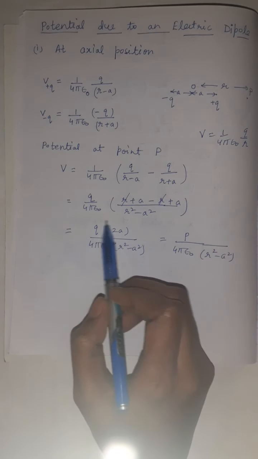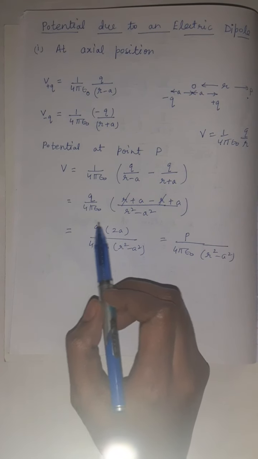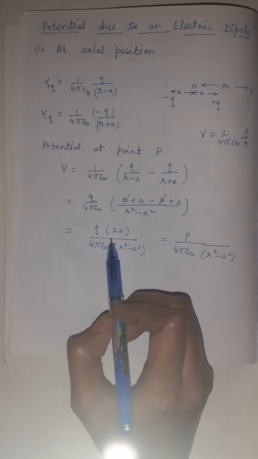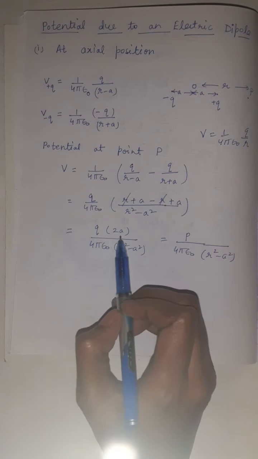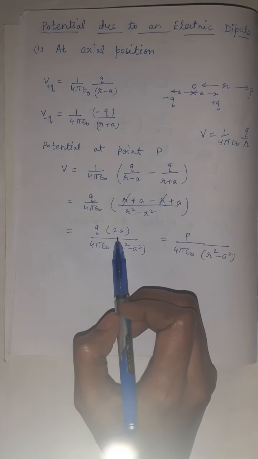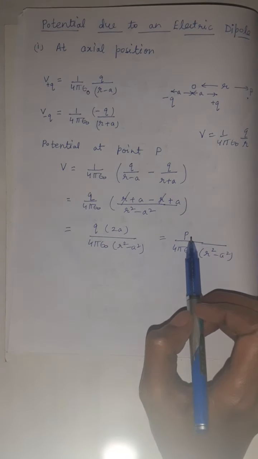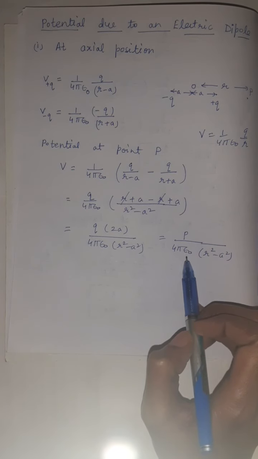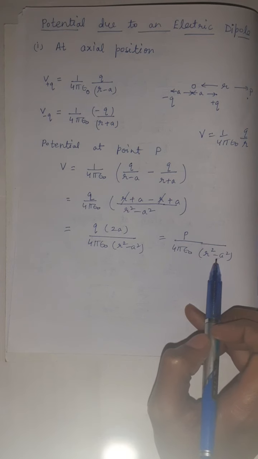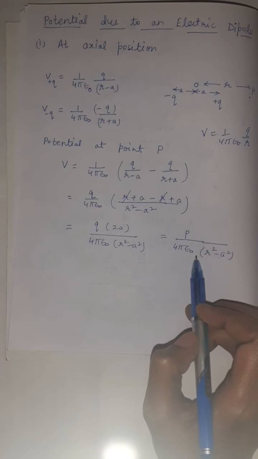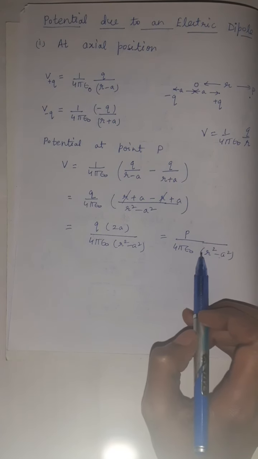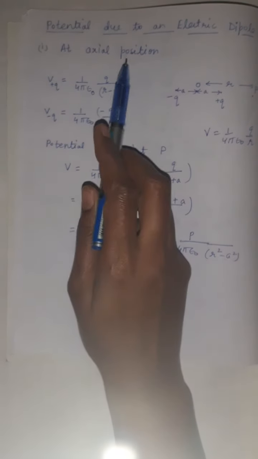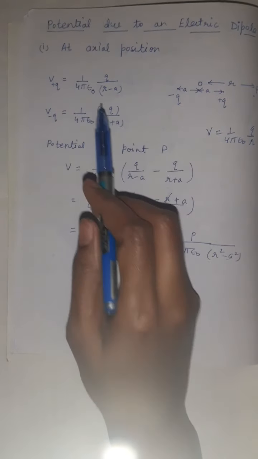And with the help of the formula of the dipole moment, we can write this value as the dipole moment, means charge into the distance between the two charges. So it will become the dipole moment, means p, divided by 4 pi epsilon naught r square minus a square. So this is the formula of the potential at the axial position of the electric dipole.